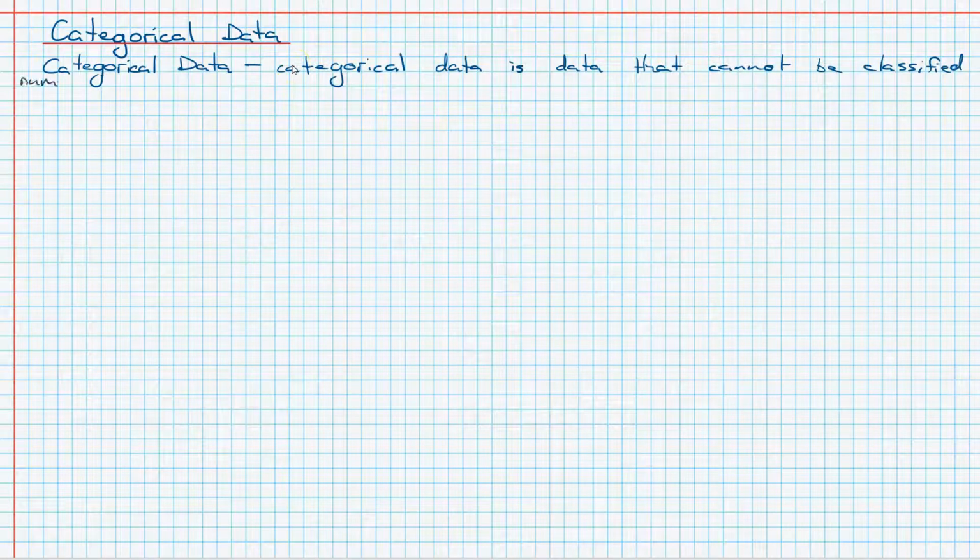Alright, first part is, question is, what is categorical data? And a way in which we can classify it is by classifying what it's not. And we know that categorical data is data that cannot be represented numerically. Rather, categorical data is typically organized into groups.